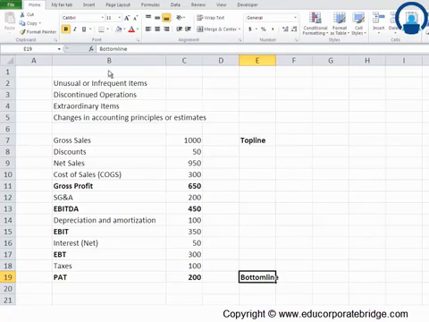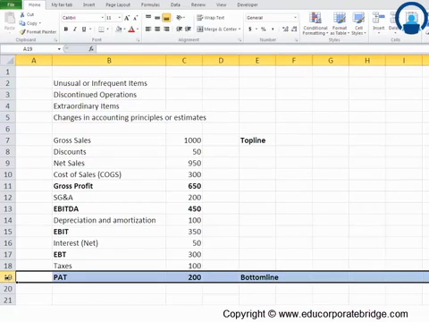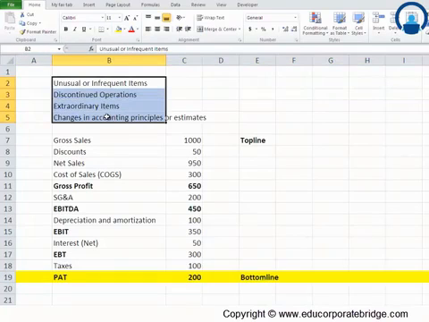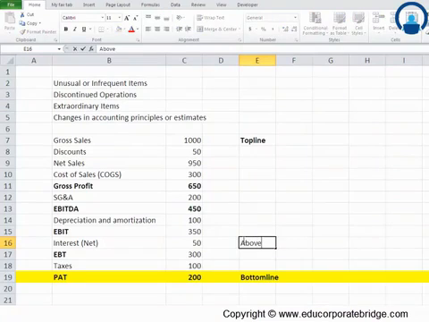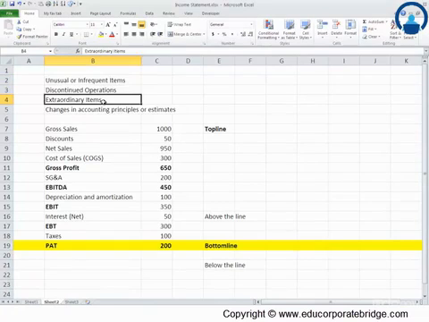Now when we talk about these four items, they can be above the line or below the line. So which line are we talking about? The line which we are talking about is profit after tax. So these items here can be included above the line, which means above the bottom line, or below the bottom line. So when we are talking about this, we'll refer to them as above the line or below the line. Now let us look at what these items actually mean.